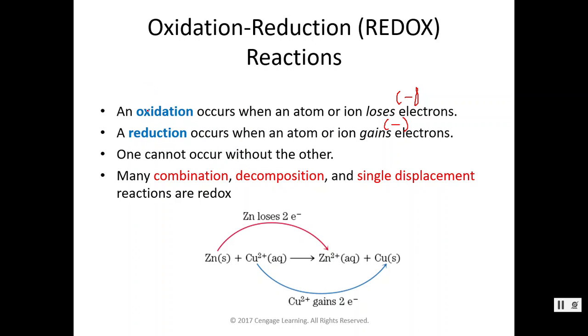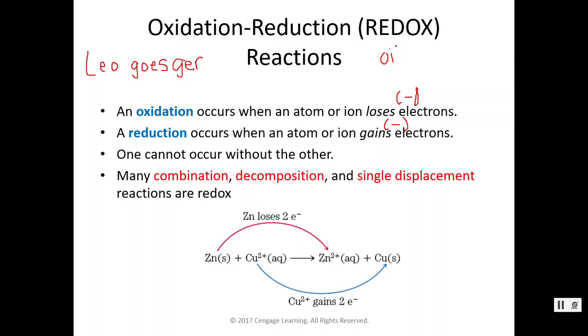So you need to remember the definitions of oxidation and reduction. One way that I like to remember those definitions is this little mnemonic, LEO goes GER. At least that's the way that I was taught when I was in school years and years ago. LEO goes GER because if you lose electrons, you are oxidized, and if you gain electrons, you are reduced.